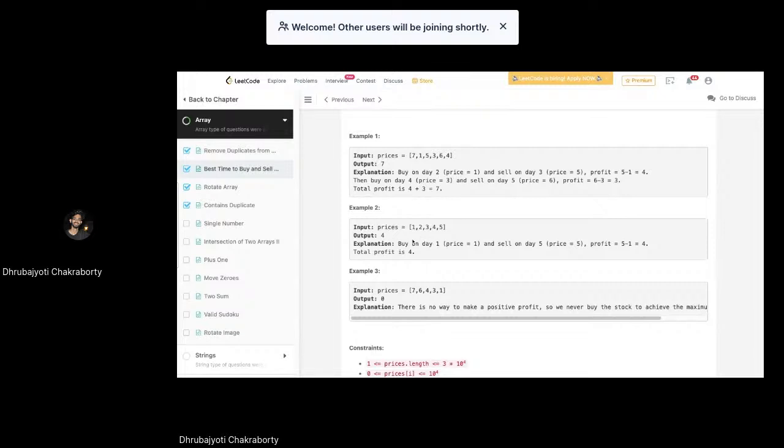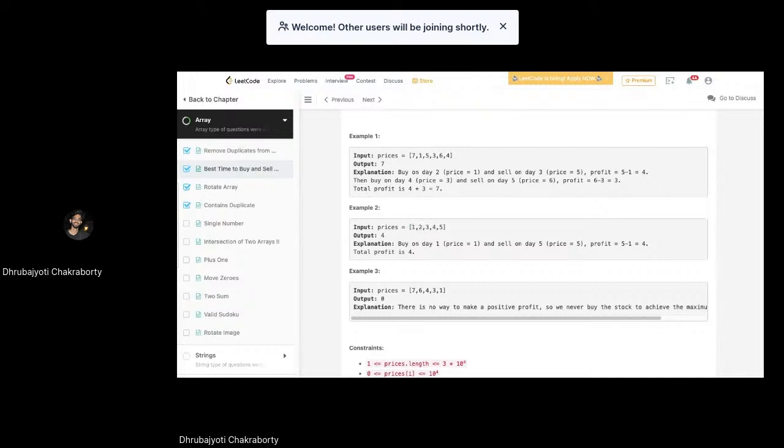So let's say I buy a stock at 1, and if I sell at 2, I have a profit of 1, right? Now if I buy a stock at 1 and sell at 3, I have a profit of 2. Similarly, if I buy a stock at 1 and sell at day 5, where the value is 5, I have a profit of 4. So obviously there is only a single condition here, no multiple conditions, because we do not have an array where we have bigger values or lesser values in the middle.